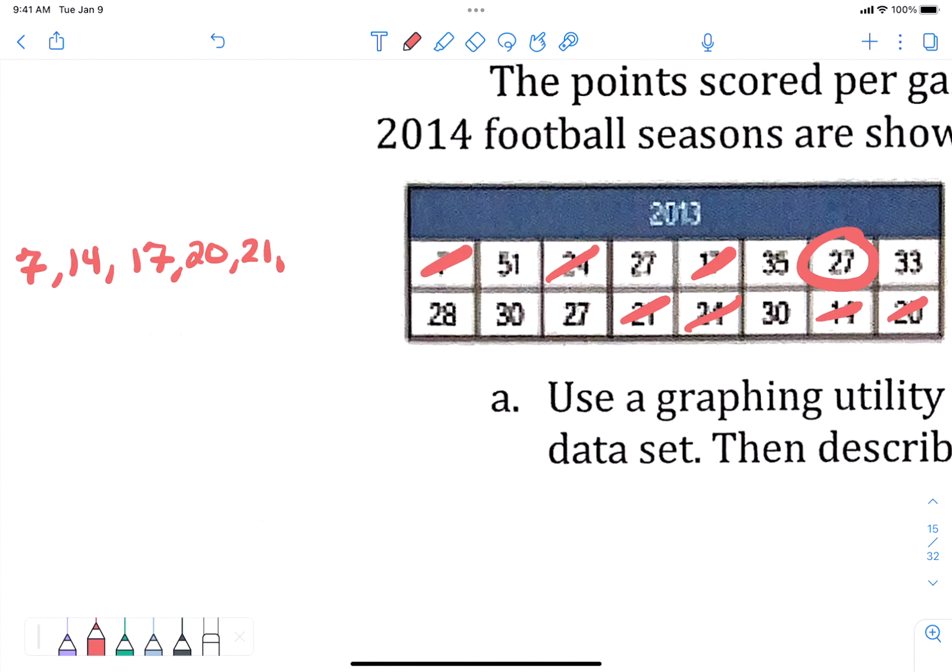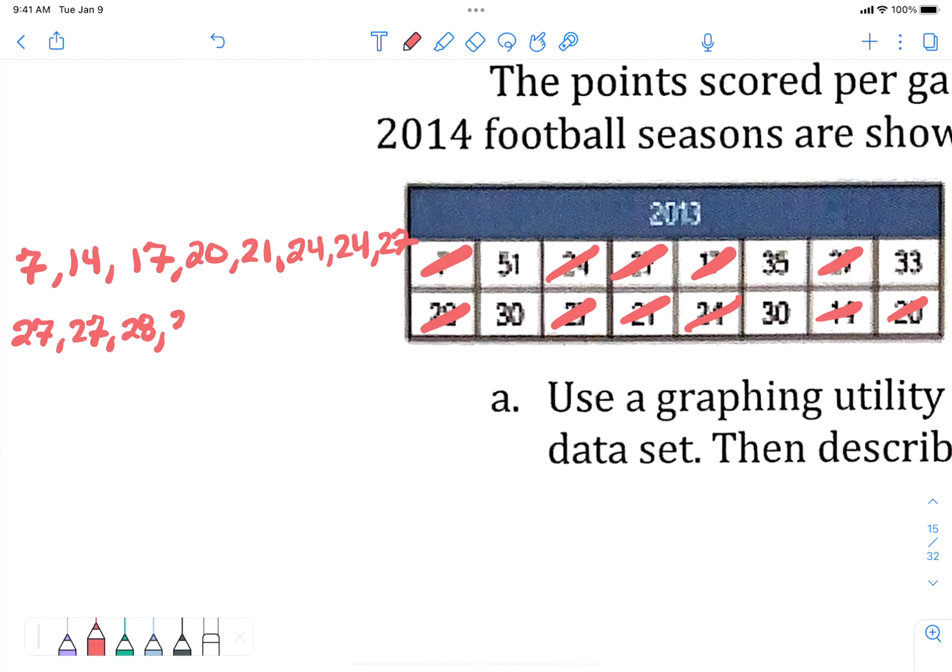Isn't it? I only see one 21. I see 2 24s though. And then I see 3 27s. 27, 27, 27, 27, 27. Okay, then I see a 28. Then I see 2 30s. 30, 30. Then I see a 33. Is that a 35? Yeah. 35 and 51. 35, 51.